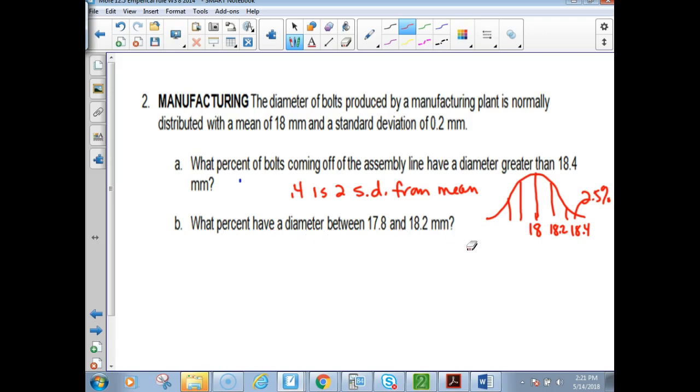What percent have a diameter between 17.8 and 18.2? Well, let's figure out where 17.8 would go. It'd be right here, 1 standard deviation to the left of the mean, because you do 18 minus 0.2. That's how you get that one. What percent have a diameter between? That's within 1 standard deviation on either side, so it'd be 68%. Okay, those guys are 1 standard deviation from the mean.